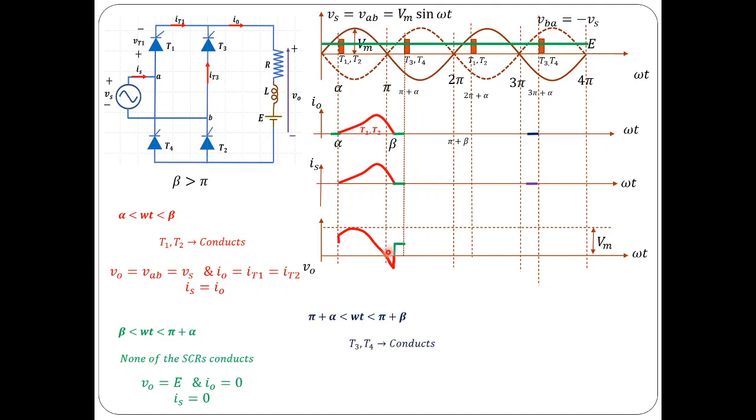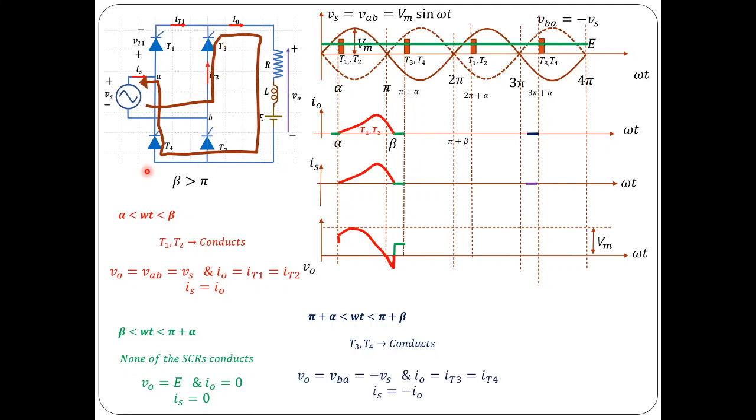Now what would happen at pi plus alpha? We can see that at pi plus alpha, a gate pulse is applied to T3 and T4, which are already forward biased. So current would start flowing through the source, then T3, then the load, and then coming back to the source through T4, and it would rise. This is the direction of the current, so this is the path of the current now.